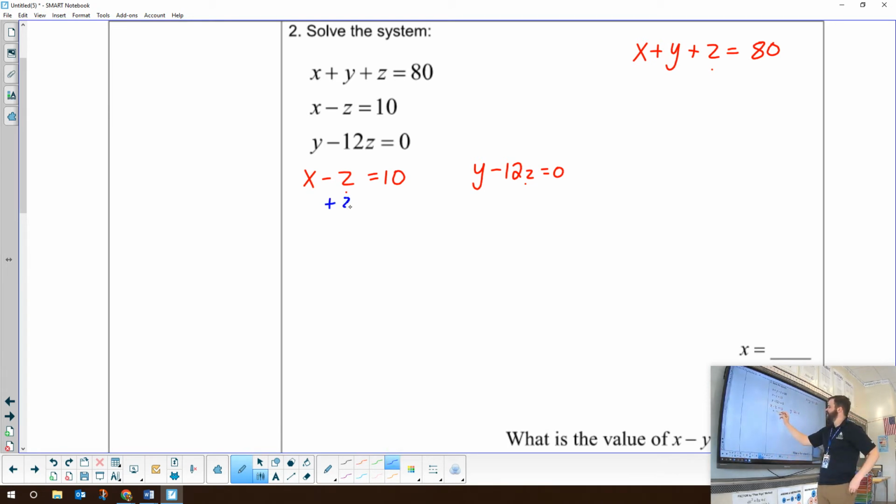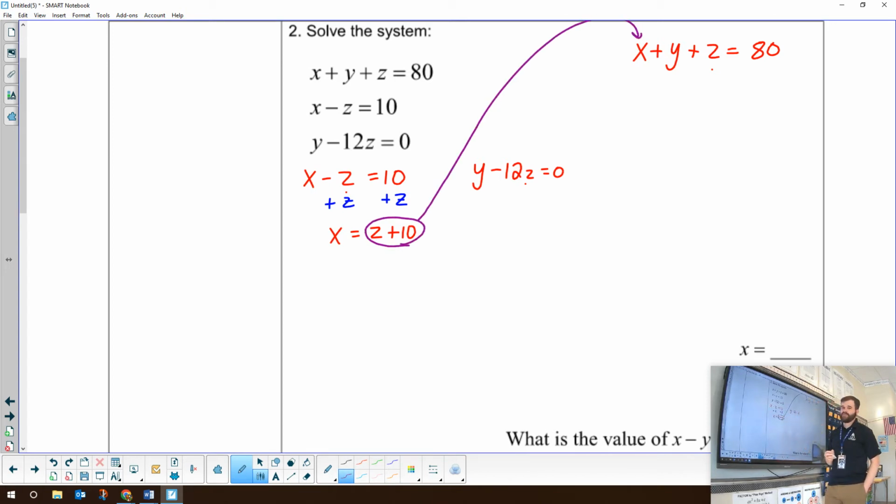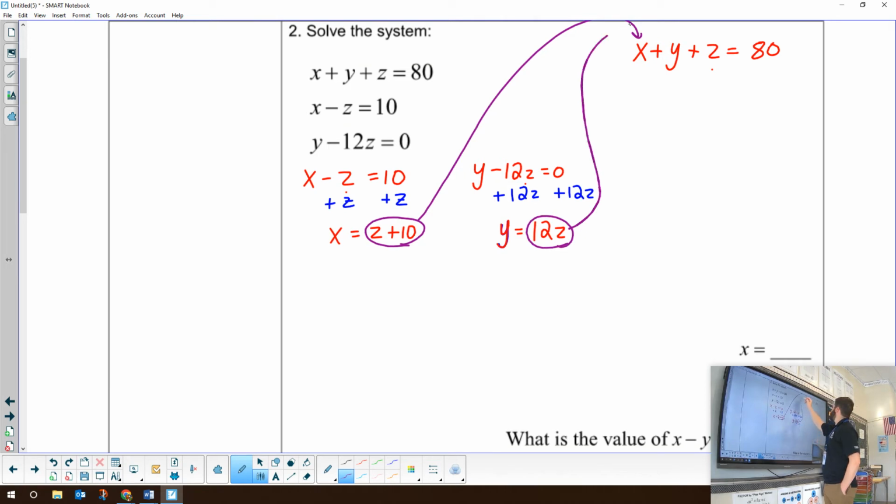So check this out. If I add Z to both sides here, we're going to end up with X equals Z plus 10. And what I can do is take that value for X and plug it in for X up there. I can also do the same thing here. I could solve this one for the thing that's other than my Z. So over here, I'm also going to add 12Z to both sides. And I'm going to end up with Y equals 12Z.